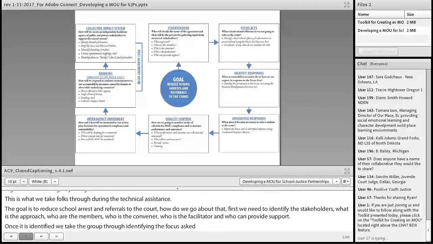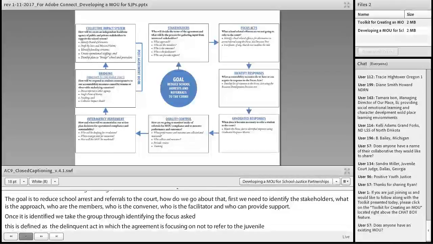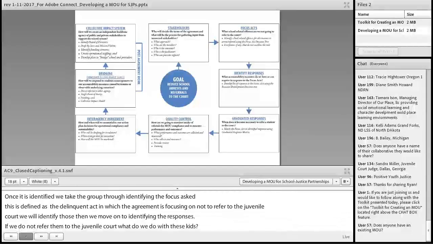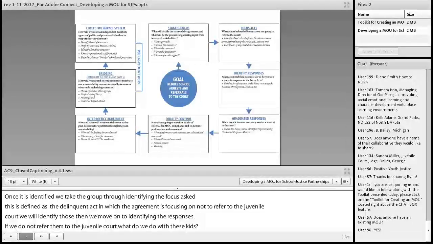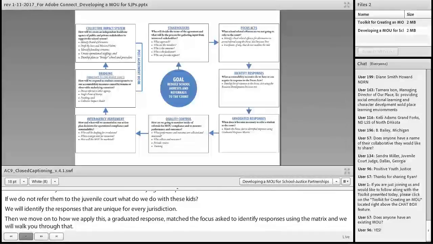And then we move on to identifying the responses. Well, if we're not going to refer them to the juvenile court, what do we do with these kids? And we're going to identify the type of responses that are unique for every jurisdiction. And then we're going to move on to, well, how are we going to apply this? Is it going to a graduated response? Match the focus acts to identified responses using a graduated response matrix, and we'll show you that matrix and walk you through it. Now, I'm going to stop right there. I'll come back to these other ones because they go into a decision tree that I'm going to show you at the end of this as to what are the major components of an MOU.